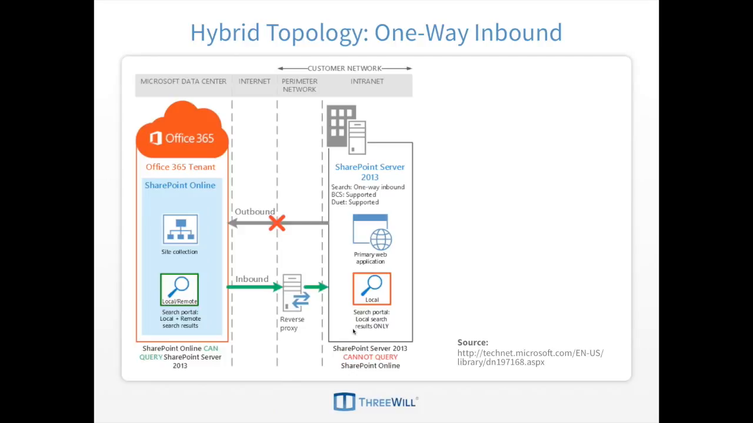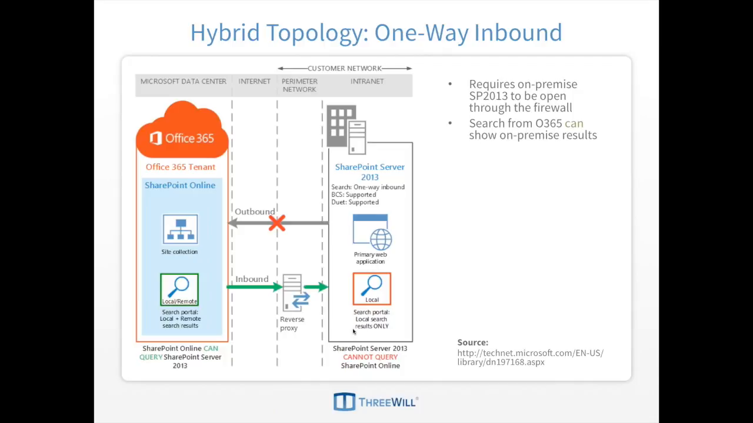So then the second one is one-way inbound. You can see clearly from the diagram here that the difference is that Office 365 is going to have to be able to go through your environment and be able to connect to your on-premise environment. So the capabilities here are just kind of the opposite. Now we can indeed show both SharePoint Online results and on-premise results on a SharePoint Online search result page. We would not be able to do the opposite of that locally.